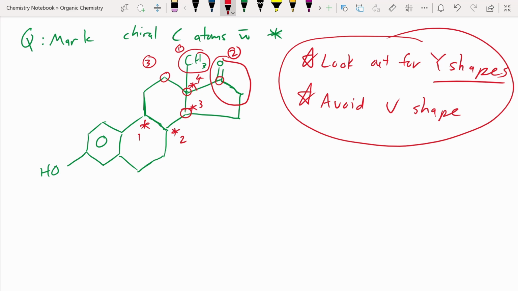So maybe this one is just a V shape, so it will be something like this. So this group 3 looks something like this, and then continues on forward, and then group 4 will look something like this. So you notice how group 3 and group 4 are very different. So that's how you can determine which compound is chiral or not. Okay.